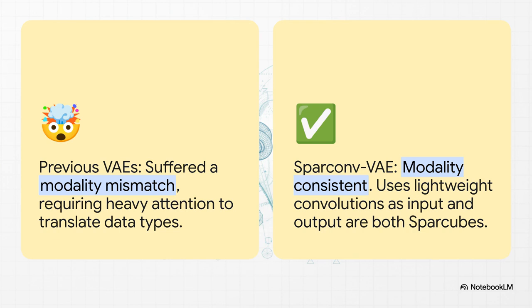It all comes down to fixing what the paper calls the modality mismatch. Think about it like this. The old VAEs were like terrible translators. You'd give them a sentence in one language, like a bunch of 3D points, and you'd ask for it back in a totally different language, like a grid of SDF values. To make that translation work, they had to use these super complicated, slow, and clunky attention mechanisms. It was a mess. But the Sparcon-VAE, it's totally different. It's modality consistent. It's like a fluent native speaker. Because it uses the same language for both input and output, it takes in Sparcubes and it spits out Sparcubes. No translation needed. This means it can use these really fast, lightweight tools and nothing gets lost in translation.